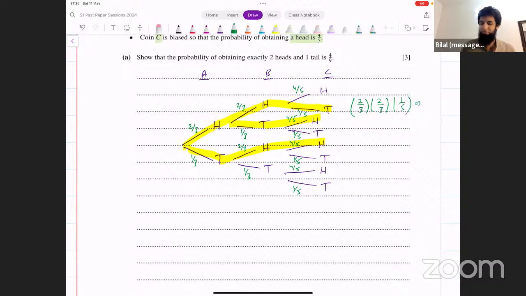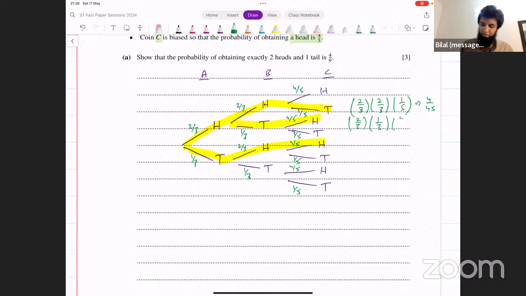What does that give us? 2 into 2 divided by 3 and 3 and 5. That's giving me 4 over 45. And then the second case, that is 2 over 3 into 1 over 3 into 4 over 5.